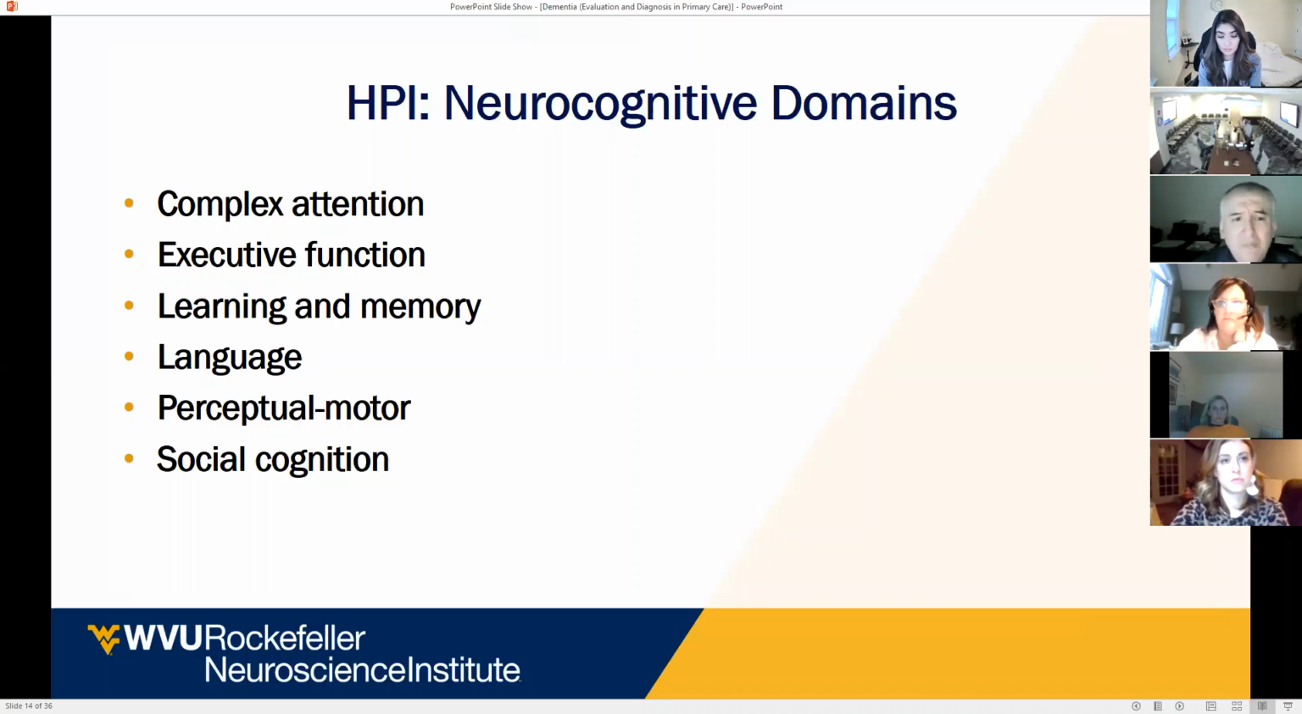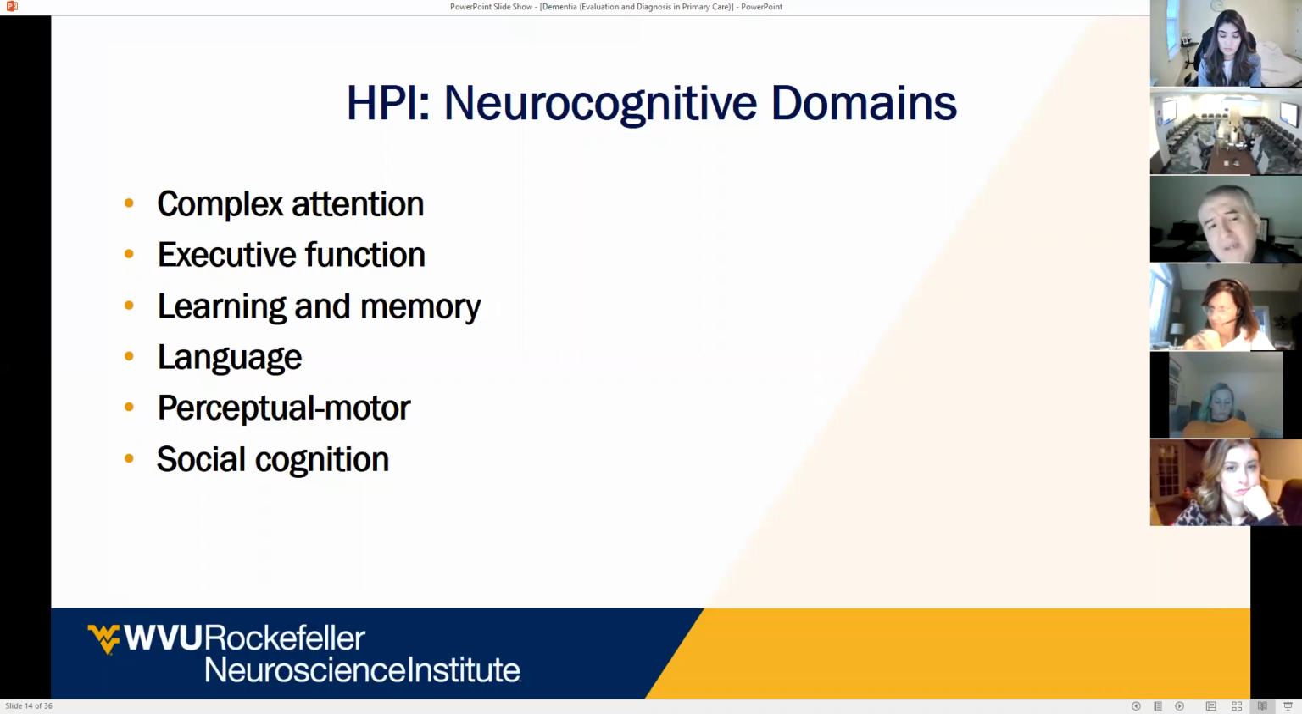Executive function: it's very important to explore whether this patient has decision-making capacity and is able to make plans. Learning and memory, short-term and long-term memory: is the patient able to read a book, encode information, and retrieve this information after questioning?